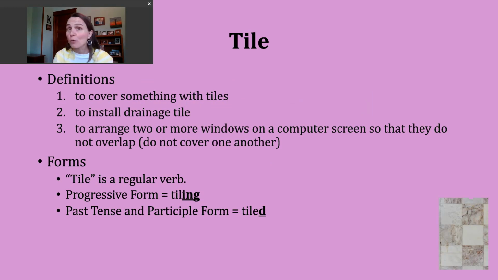And you may or may not be familiar with the noun form, but I have a picture in the bottom right-hand corner of my screen. You can see these little squares. You might find this in a bathroom or a kitchen. It could be on the wall. It could be on a floor. But these squares are referred to as tiles.